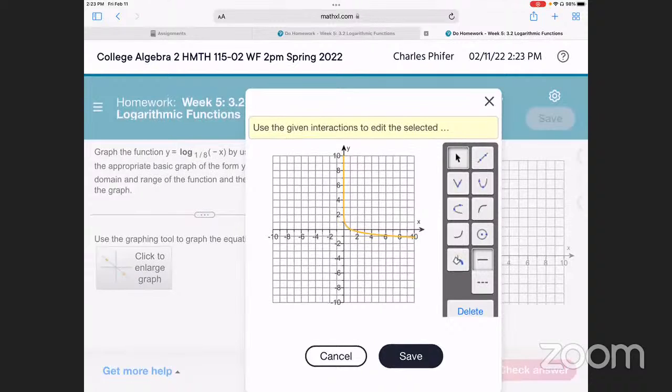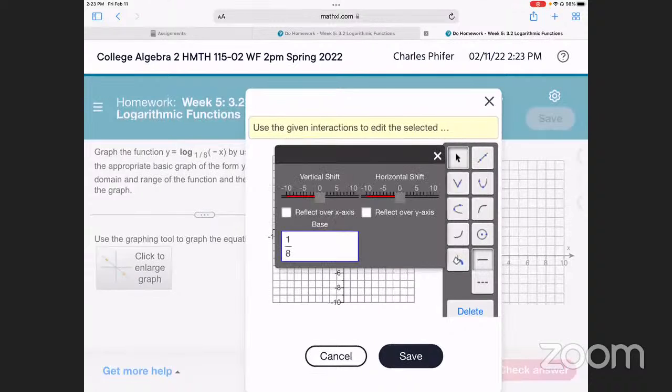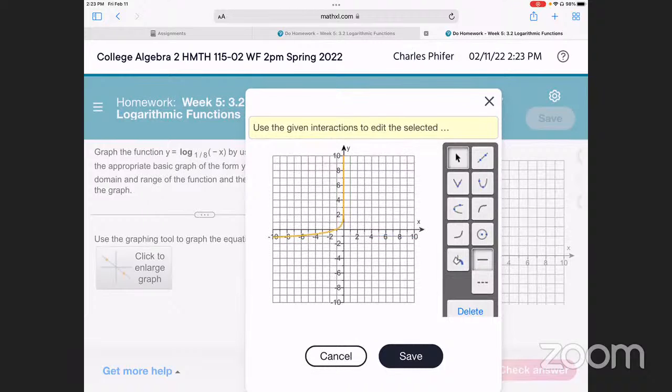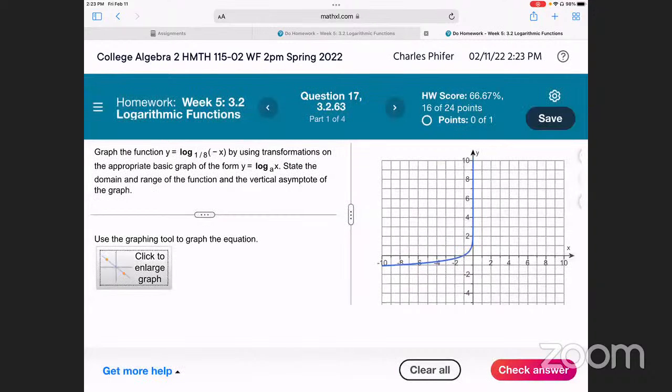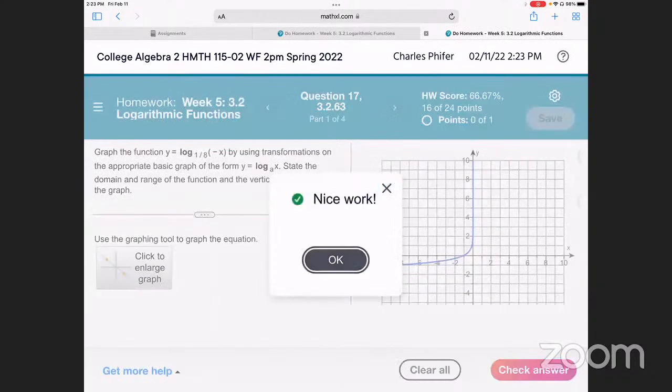You basically got to click on the graph. There it is. I just had to click it a million times. We flip over the y-axis, right? We multiplied the inside by a negative, and this is what we get. Let's hit save. And let's go with that. Let's see what happens. Check.